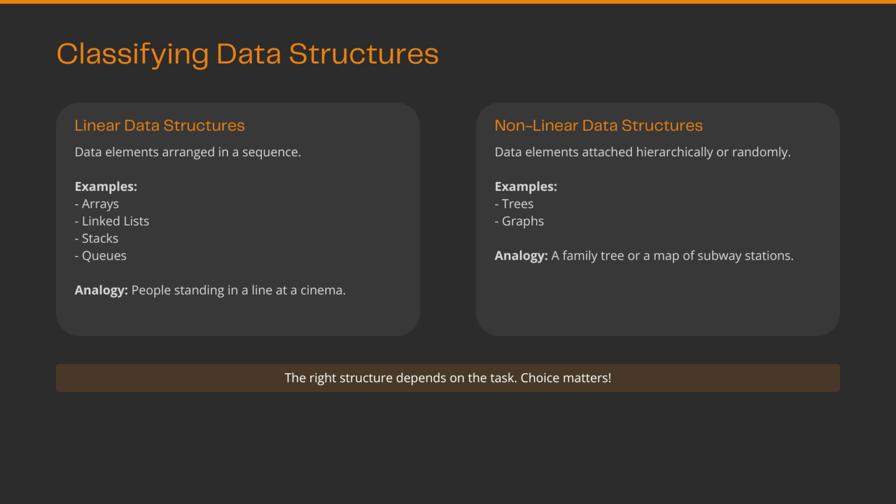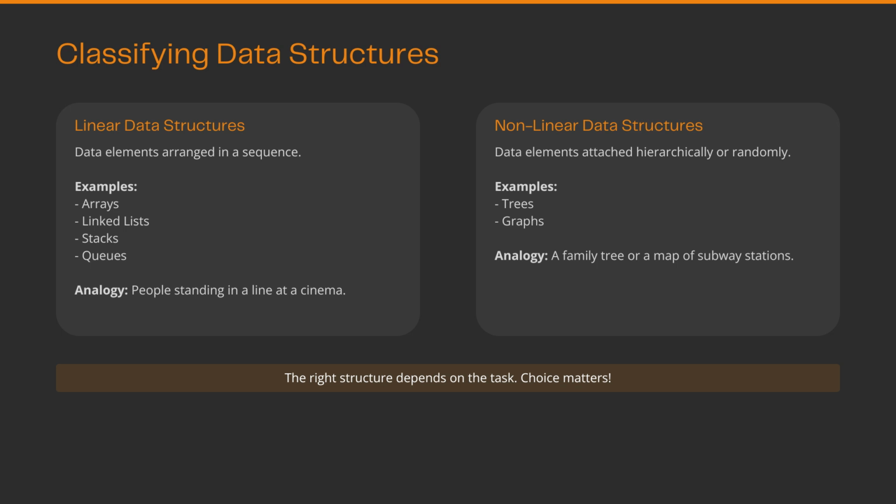On the other hand, non-linear structures are more complex. Think of your family tree or a map of subway stations. These don't follow a straight line. They branch out or loop back. Why do we have both? Because some problems are linear, like a list of your recent transactions, while others are non-linear, like the suggested friends algorithm on social media, which looks at a web of connections. Choosing the wrong one can make your program incredibly slow, almost like trying to find a specific person in a crowd by making everyone stand in a single file line first.